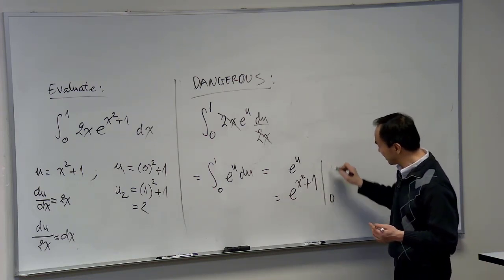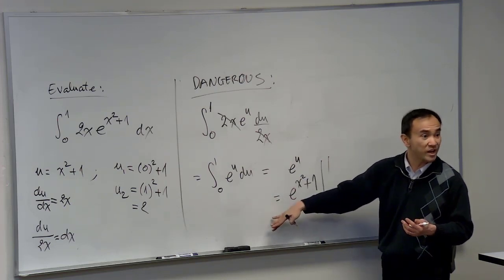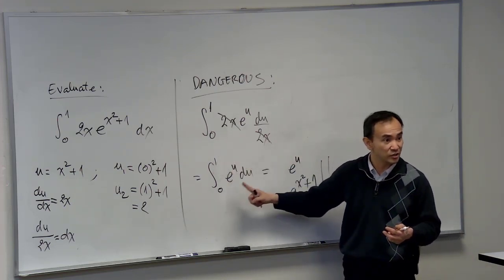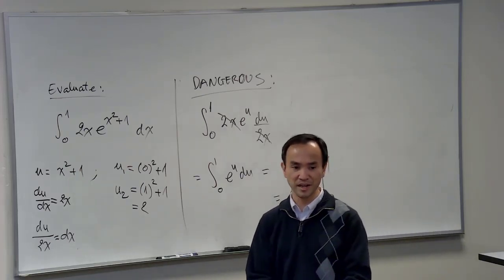Okay, and then evaluating from 0 to 1. Now, this is correct, but you see, you force yourself too much, and there's a risk that you mistakenly substitute these into your antiderivative. See what I mean? That's why I don't recommend doing that at all.